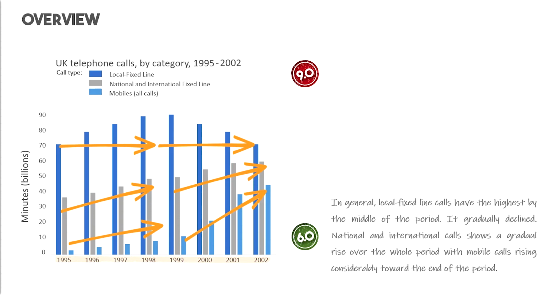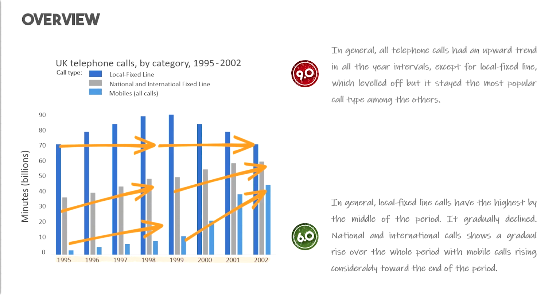And this is the Band 9.0 example: In general, all telephone calls had an upward trend in all the year intervals, except for local fixed line, which leveled off, but it stayed the most popular call type among the others.